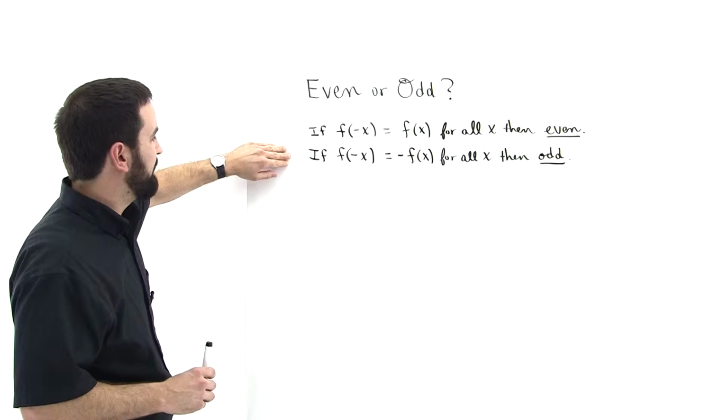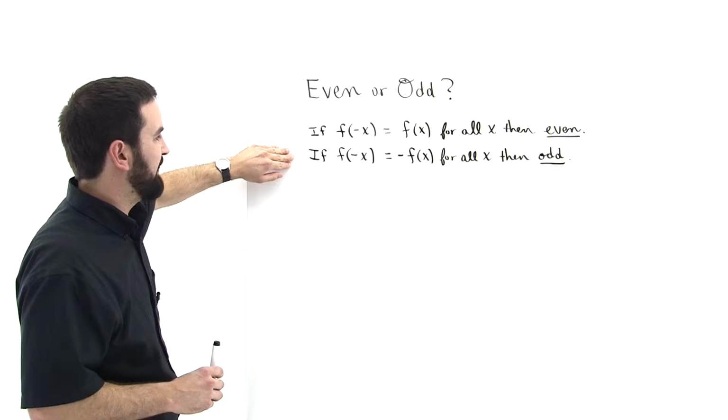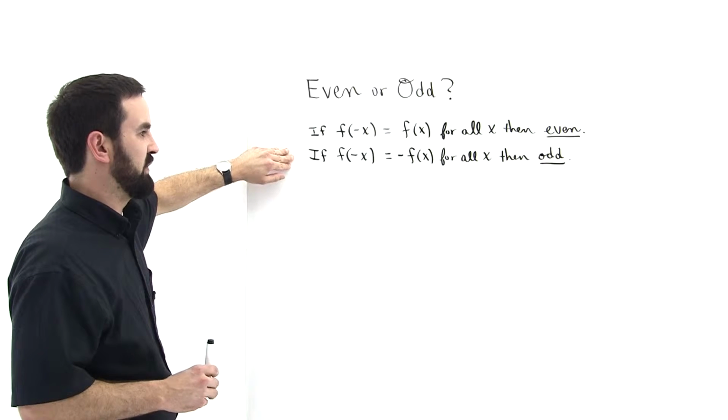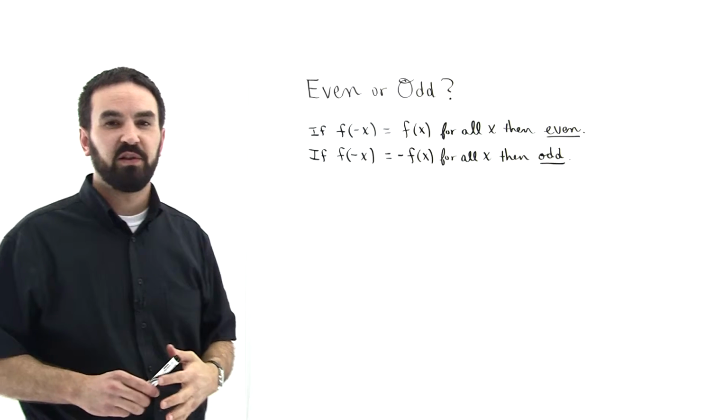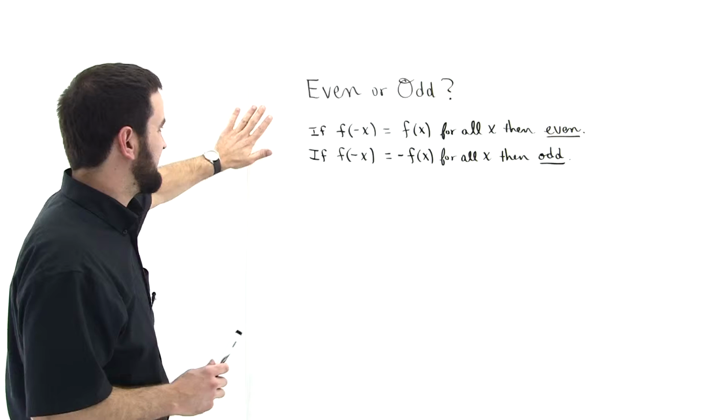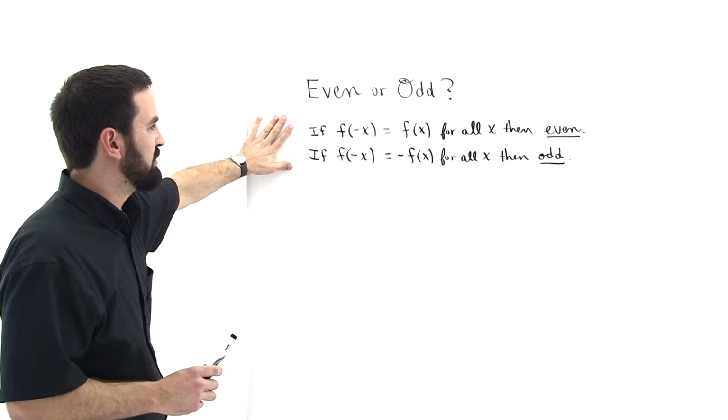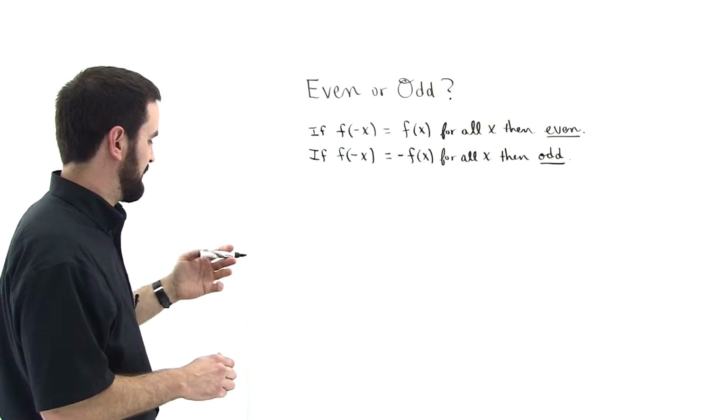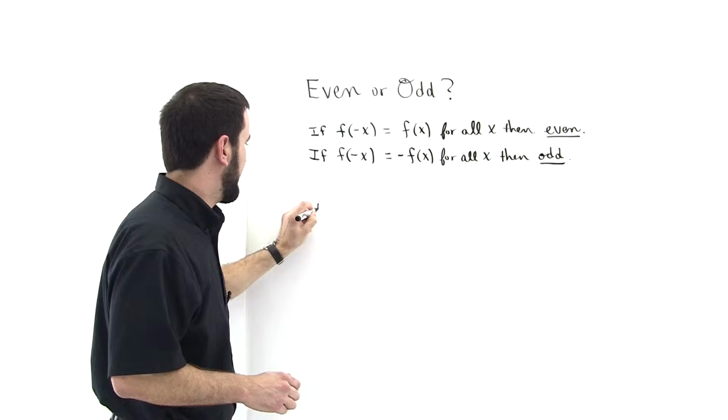For the odd condition, if f of negative x is equal to negative f of x for all x, then it's odd. So let's consider some examples, because this is sort of an abstract notion, these two notions here. So let's consider some examples to hammer home the idea.